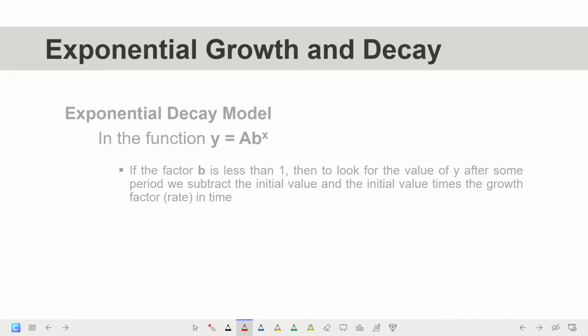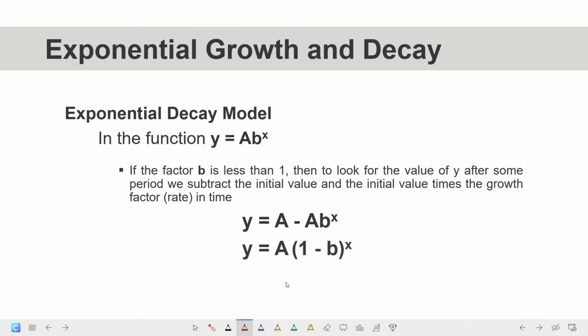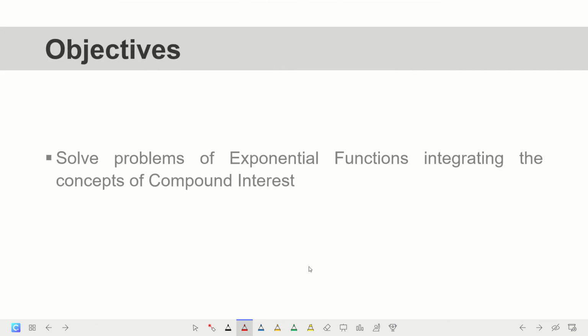So this is now the exponential growth model. And for the exponential decay, instead of addition, we use subtraction. So this is the exponential decay model. How are we going to use this? In this video, we're going to use this to solve problems involving the concept of compound interest.